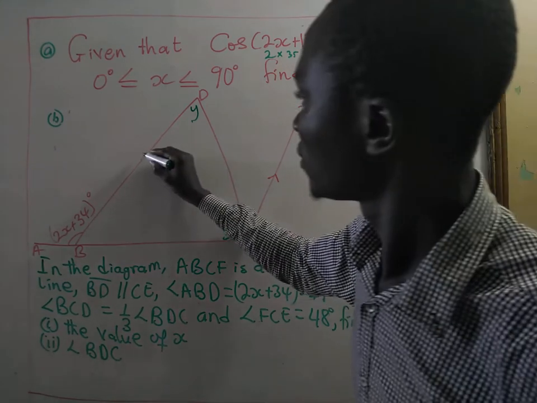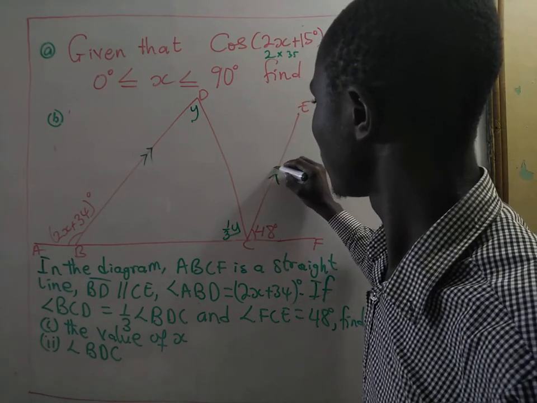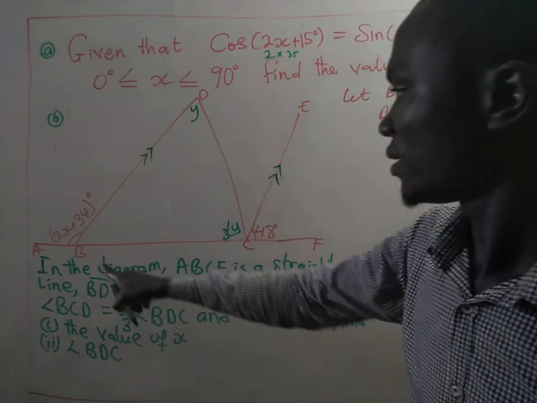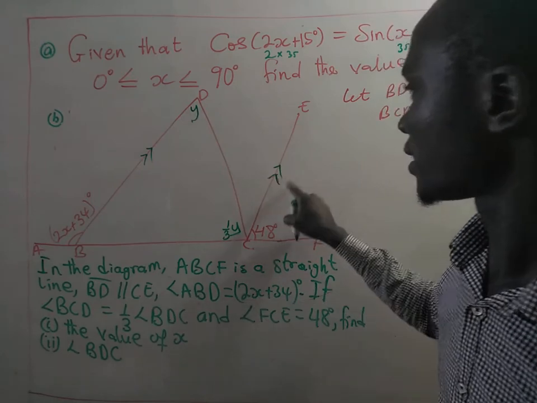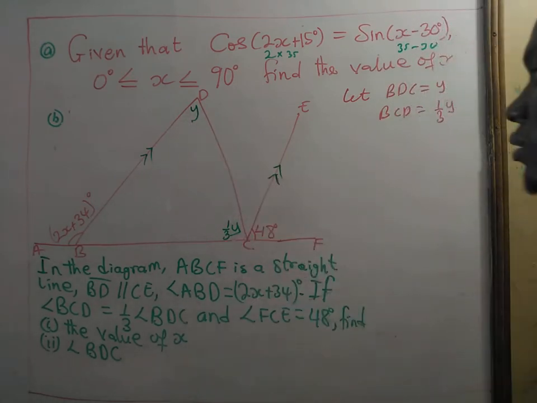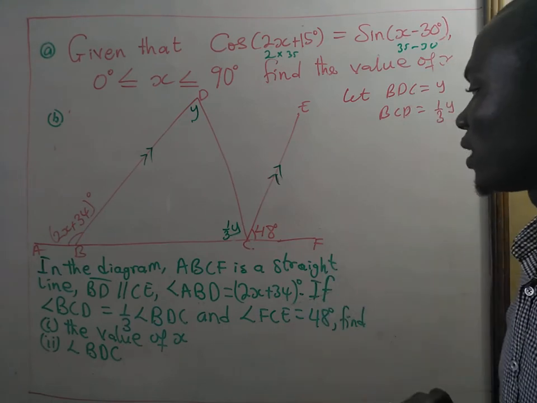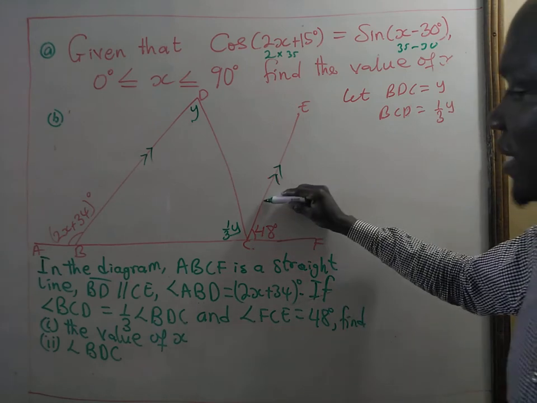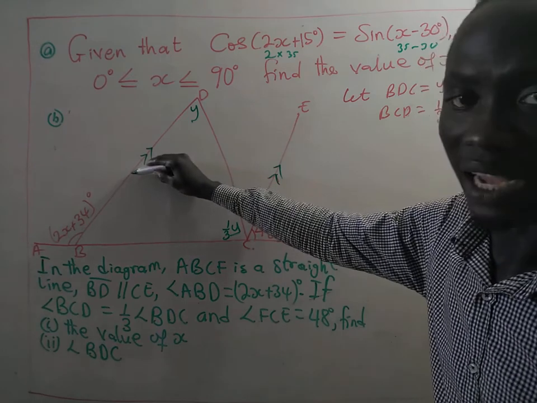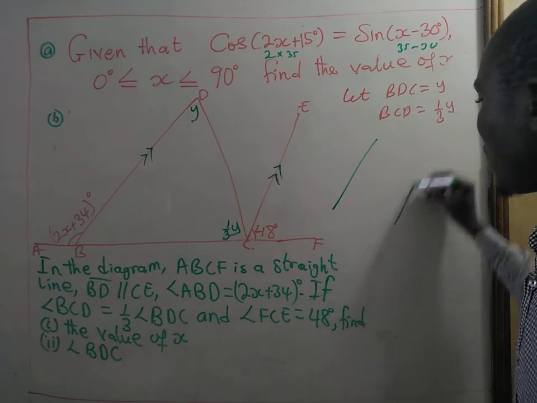Now, I didn't complete the diagram because we said that BD is parallel to CE. Yes, so these two lines are parallel. Now, once we have parallel lines, we are going to use the property of the parallel lines to help us there. Now, this line and this line are parallel. So let me draw them here. I have this line and I have this line.